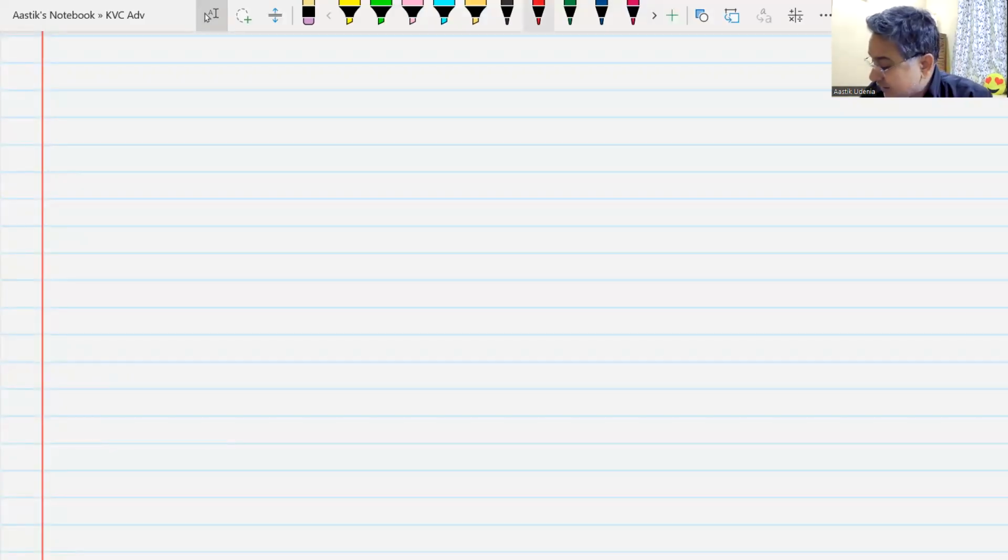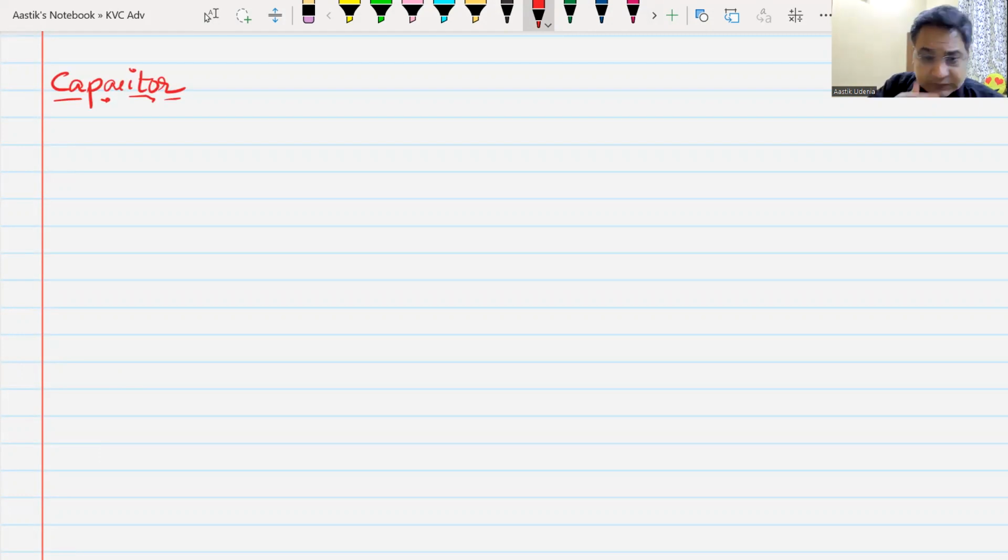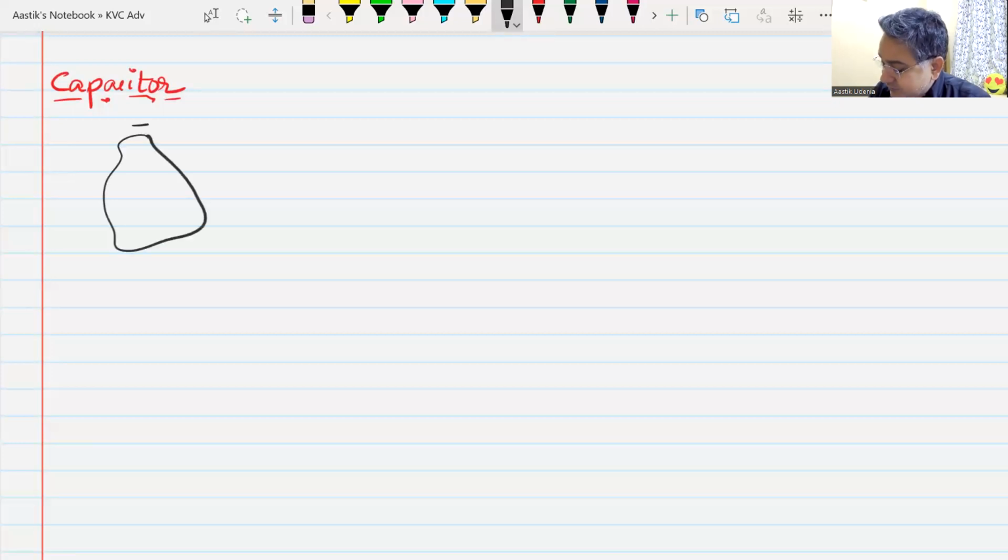The next heading that we are going to write is capacitor. Now, what is a capacitor? We have an isolated conductor whose charge was plus Q. It has the ability to store charge in the form of an electric field outside this conductor, and that ability is known as capacitance.